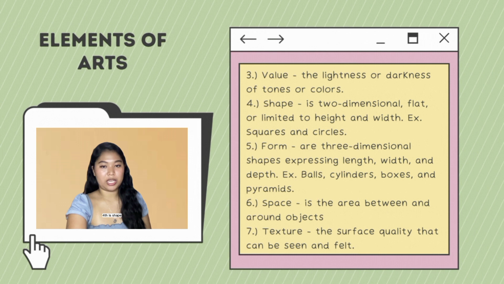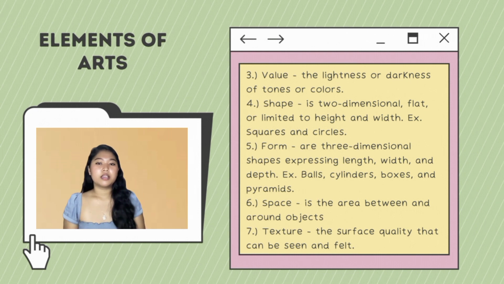Fourth is shape. Shape is 2-dimensional, flat, or limited to height and width. A shape is the result of enclosed lines to form a boundary. Examples of shape are square, circle, and triangle. Fifth is form. Forms are 3-dimensional shapes expressing length, width, and depth. Examples of these are balls, cylinders, boxes, and pyramids.